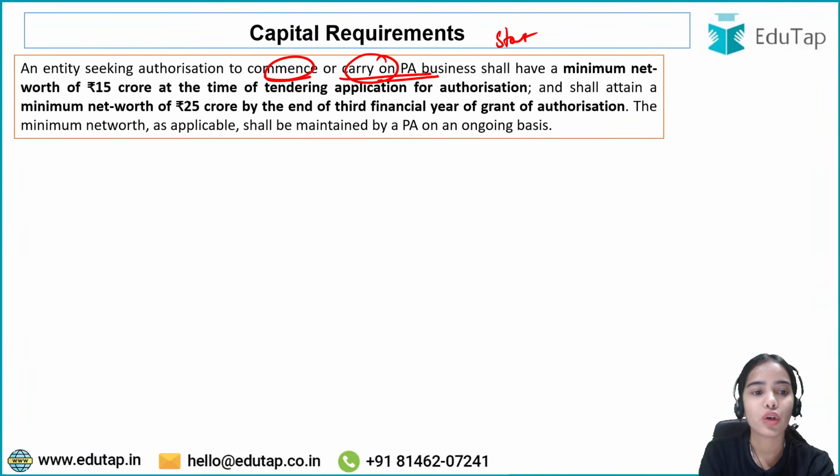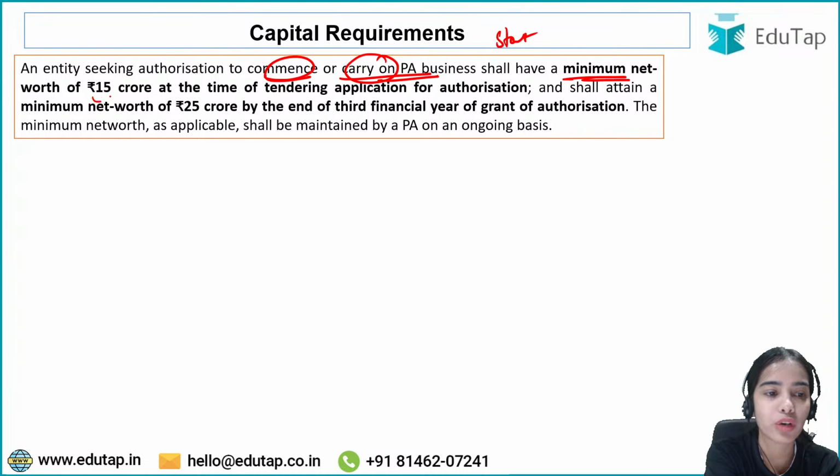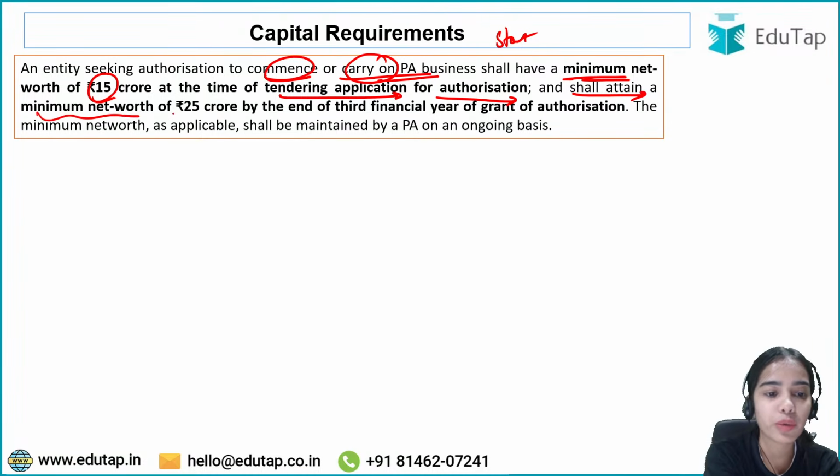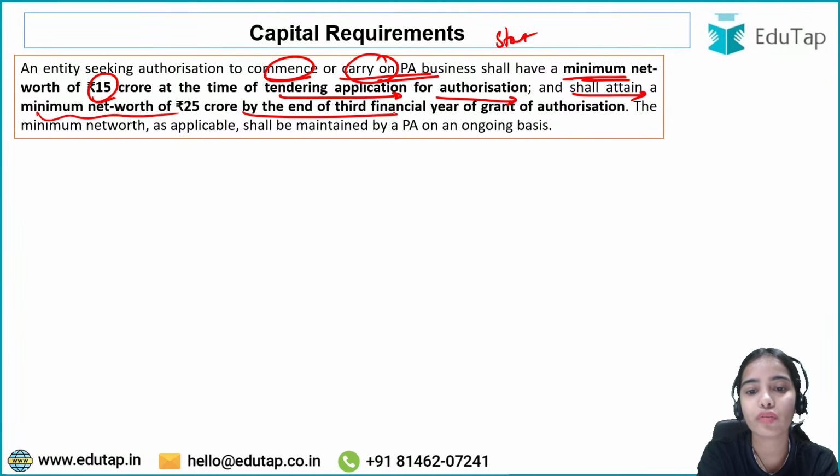So basically, if you want to commence the operation or carry on the payment aggregator business, you shall have the minimum net worth of 15 crore at the time of sending the application for authorization, and you shall have a minimum net worth of 25 crore by the end of the third financial year of grant of authorization.